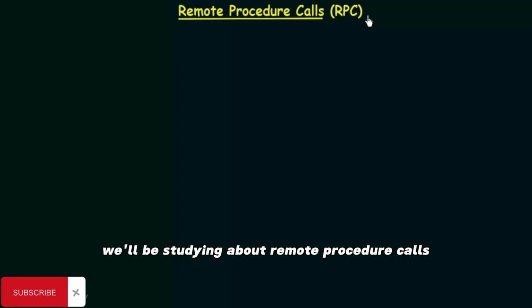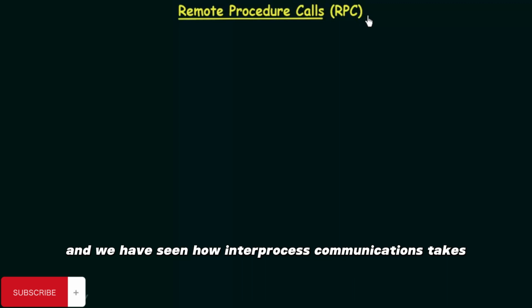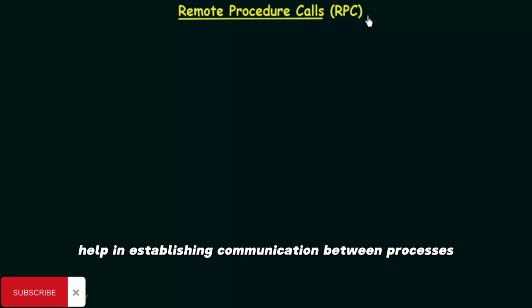In this lecture, we'll be studying remote procedure calls. In the previous lecture, we studied inter-process communications, and we saw how they take place using shared memory systems and message passing systems. We also studied sockets, and saw how sockets help in establishing communication between processes. So till now, the inter-process communications that we have studied were mostly based on local process communications. That means we were seeing how processes that reside in the same system communicate with each other.